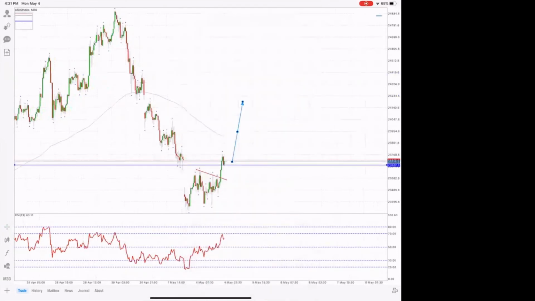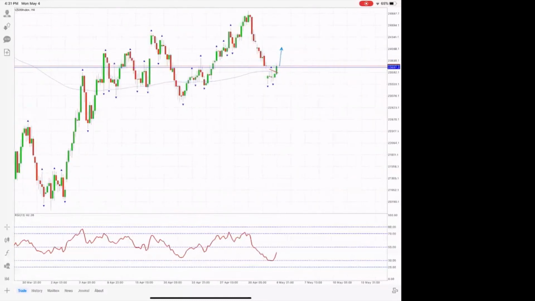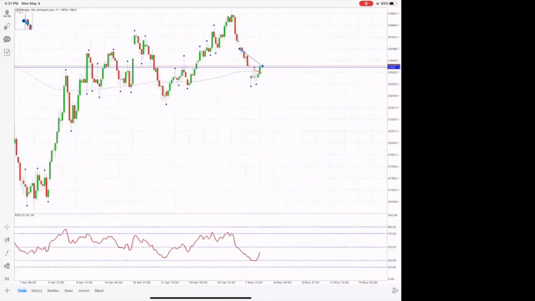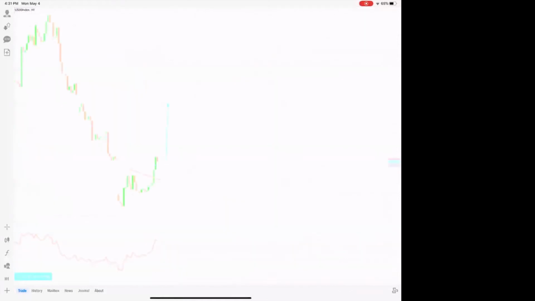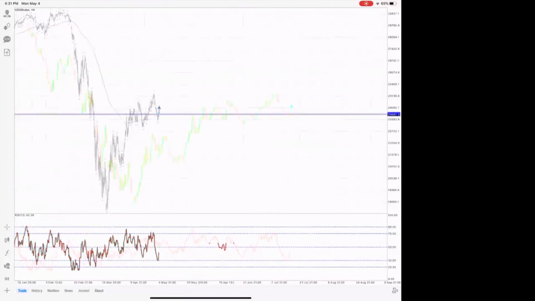we're on the support here. We filled this gap here. So I would like to think just another full on fill of this gap. You can see on the 4-hour would happen.